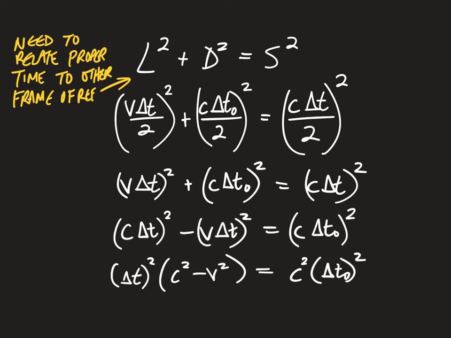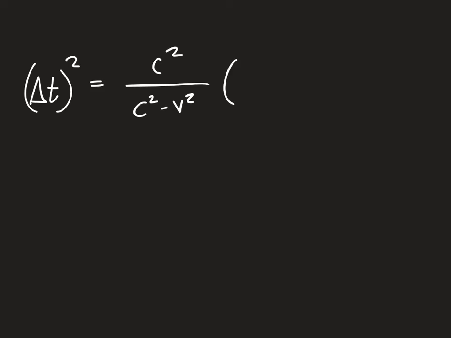All right, so I'm going to go to a new screen since I'm running out of space on this one. So what happens is we get delta t squared is going to equal c squared over c squared minus v squared times this proper time squared. And you're thinking, okay, I could just take the square root and things would work out all fine and dandy. But what we're going to do first is try to simplify things a little bit here.